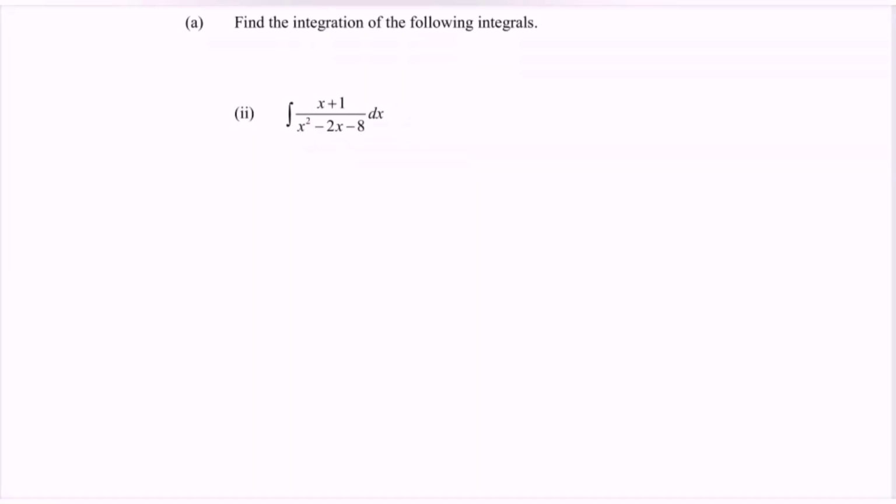Next we have question 2. Integrate (x + 1) over (x squared minus 2x minus 8). Is that a proper function? The answer is yes, because at the numerator the power is 1, and for the denominator the power is 2. The power of the denominator is greater than the numerator, so that is a proper fraction.